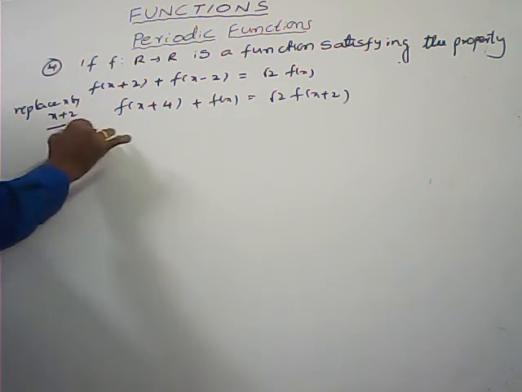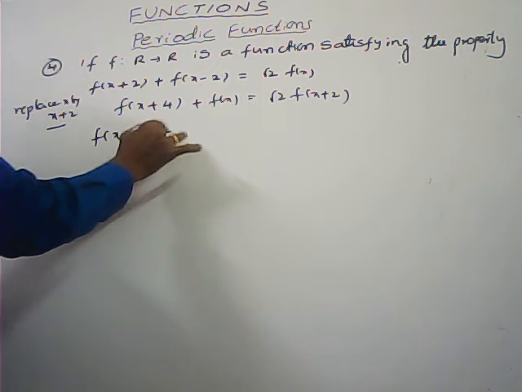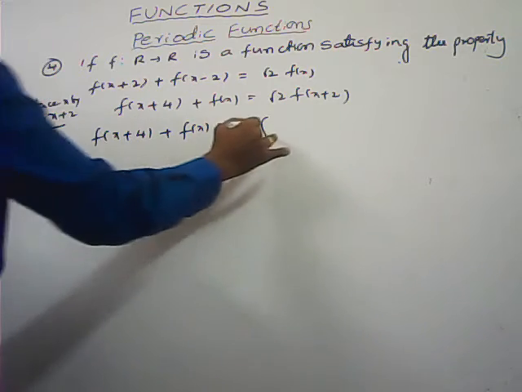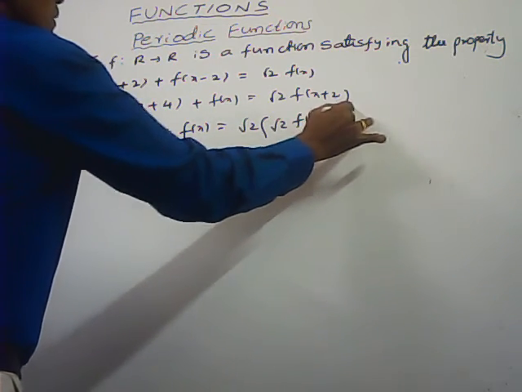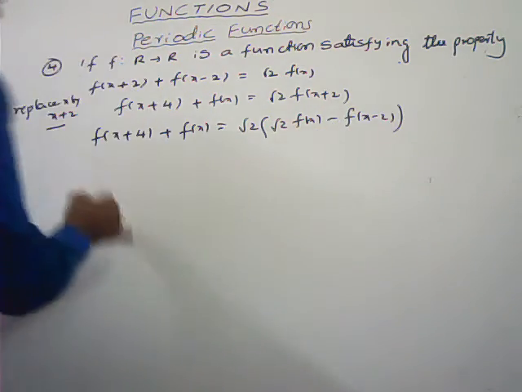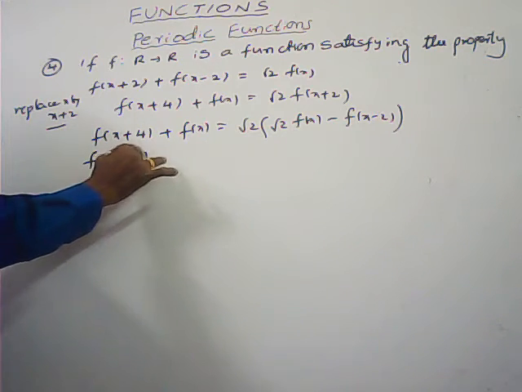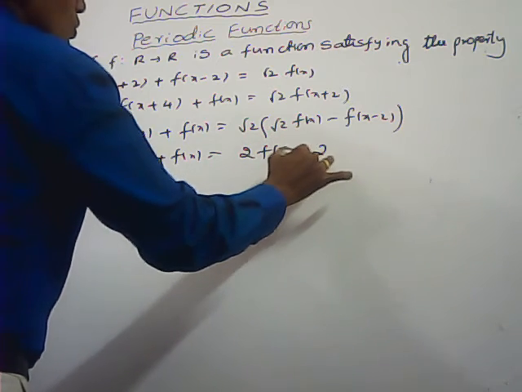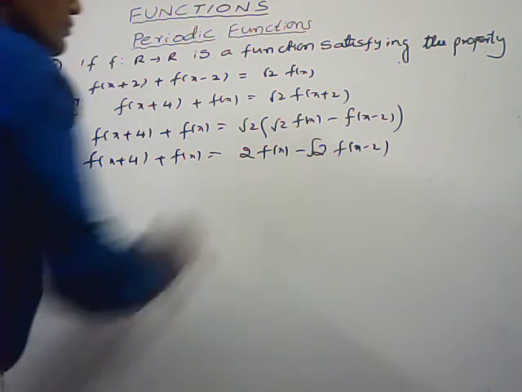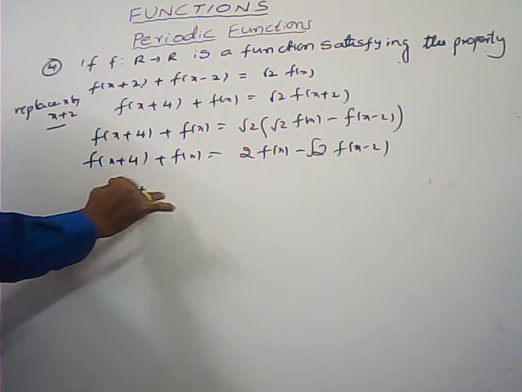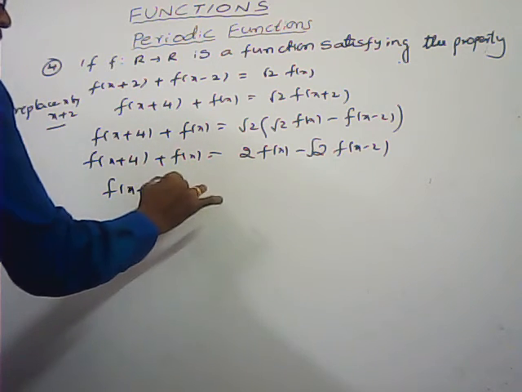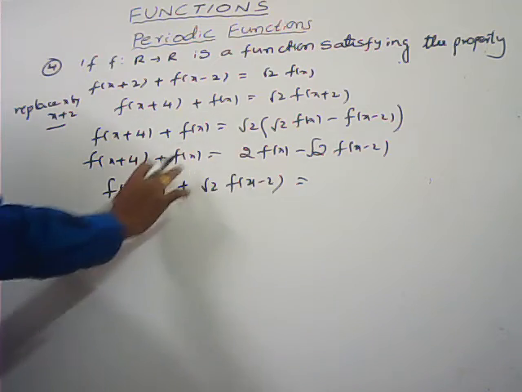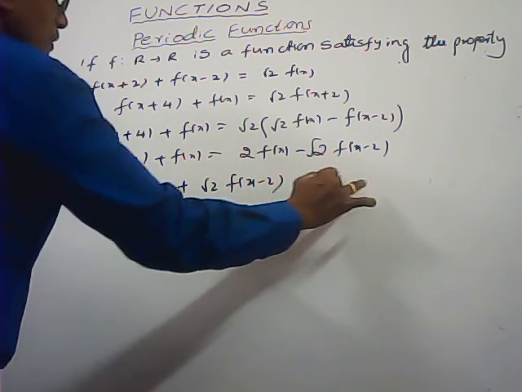The same procedure only. f of x plus 4 plus f of x is equal to root 2 into, in the place of f of x plus 2 we can write root 2 into f of x minus f of x minus 2. So f of x plus 4 plus f of x is equal to 2 into f of x minus root 2 into f of x minus 2. Here f of x plus 4, that one you can transfer this side, plus root 2 into f of x minus 2 is equal to 2 into f of x minus f of x, that is f of x.